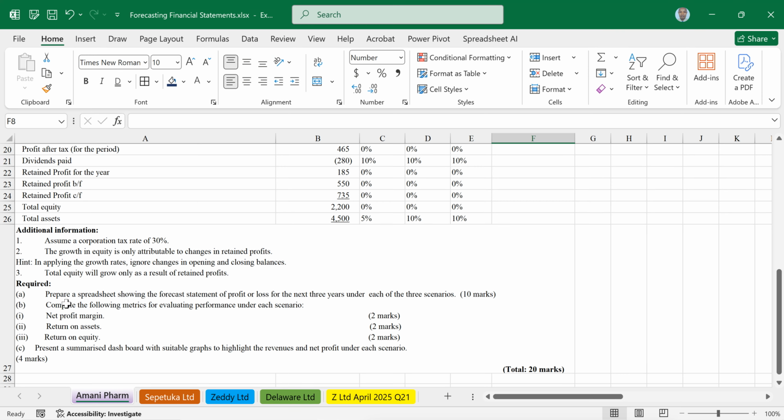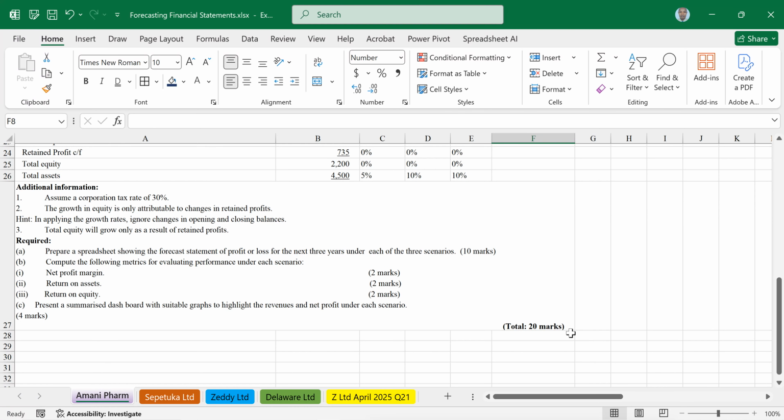Required. Prepare spreadsheet showing the forecast statement of profit or loss for the next 3 years under each of the 3 scenarios. Compute the following metrics for evaluating performance under each scenario: the net profit margin, return on assets, and return on equity. Then present a summarized dashboard with suitable graphs to highlight revenues and net profits under each scenario. That is total of 20 marks.